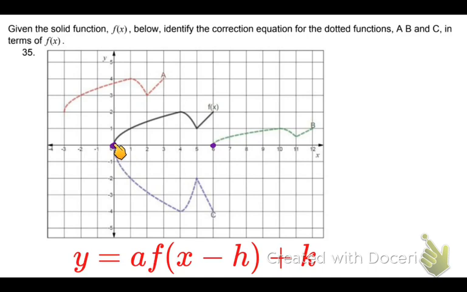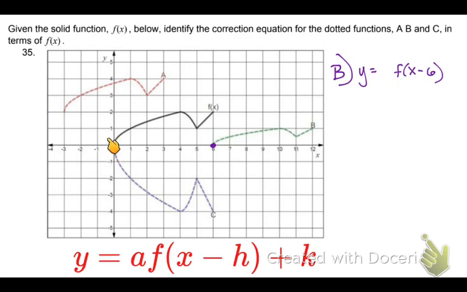Notice that to get from this original point to this new point, we didn't have to move up or down. We just had to move all the way to the right. That means there is no k value. It did not shift up or down. It did shift to the right, however, so there is an h value. Our h value happens to be 6. So for B, so far we have y equals, now there actually is an a value, so I'm going to leave that a part off. f of x minus 6, and there's no k value, so I'm not going to put a k.